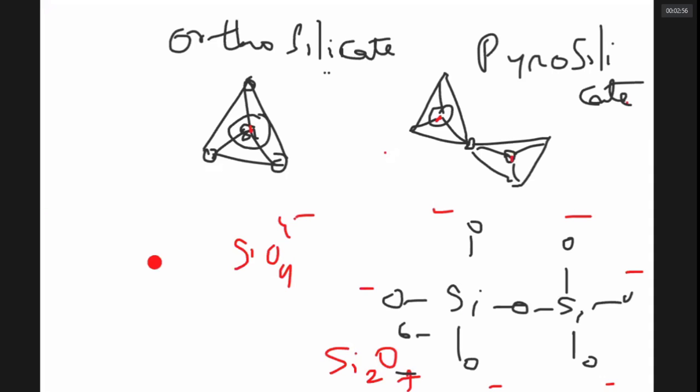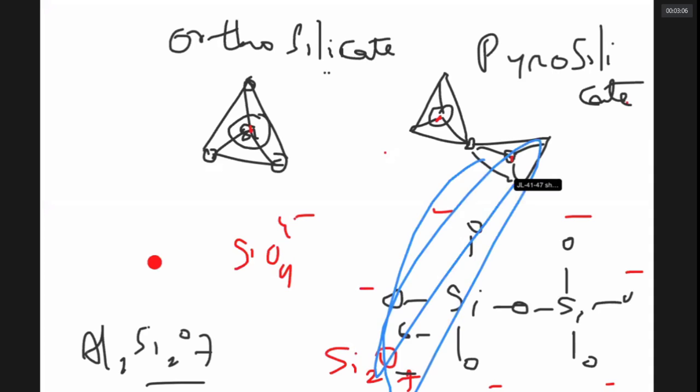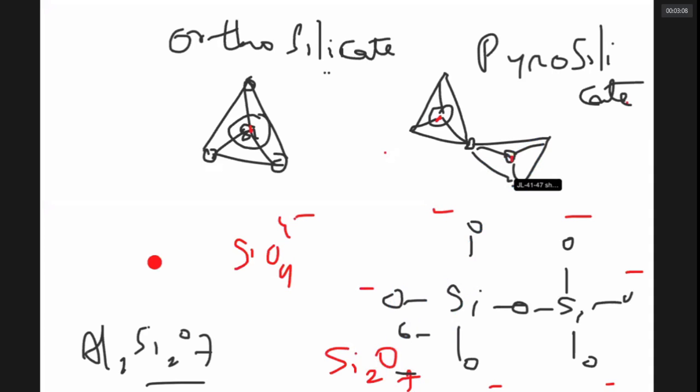To neutralize the 6 negative charges, you can have, say, 2 aluminiums, Al2Si2O7. Aluminum pyrosilicate. You can have calcium pyrosilicate. You can have magnesium pyrosilicate. You can have so many.